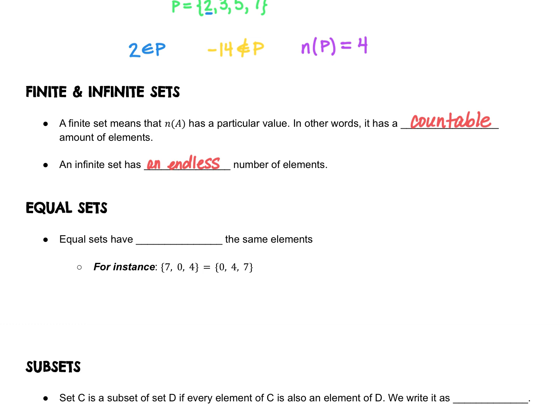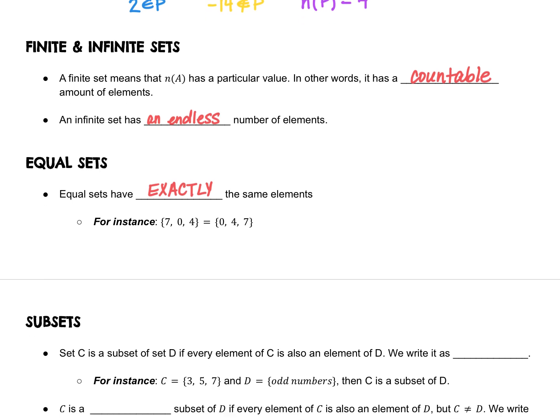All right, next we have equal sets. Equal sets have exactly the same elements. For instance, I have a set that has the elements 7, 0, and 4. That is going to be equal to the same exact set with 0, 4, 7. It's the same elements. It is just reordered.